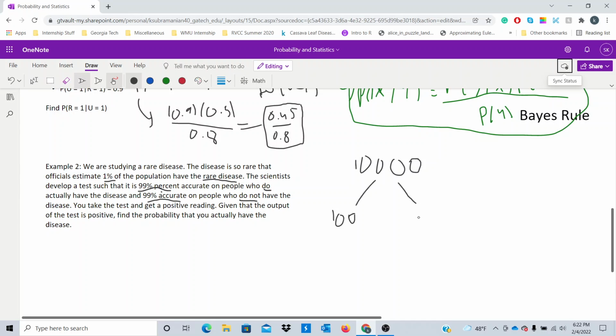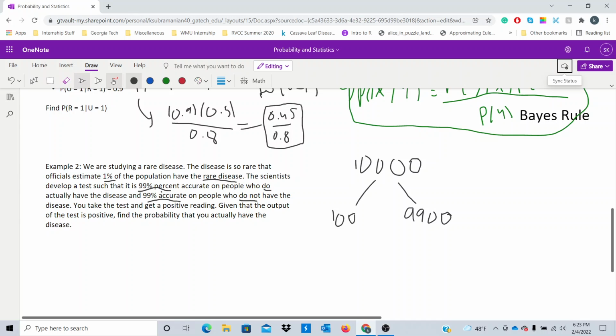So if 100 people have the rare disease, how many people do not have the rare disease? It's whatever 10,000 minus 100 is, which would be 9,900. Yeah, so 9,900 people do not have the disease and 100 people do have the disease. Okay, so that takes care of the first part of the given.